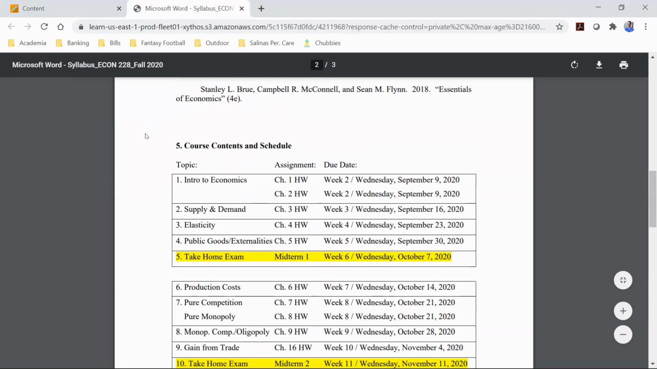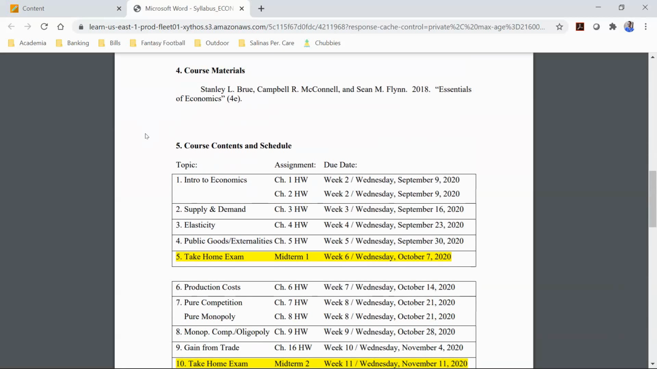Okay, so the chapters are based on the textbook, and I picked out the main problems. Okay, so there's a link to.